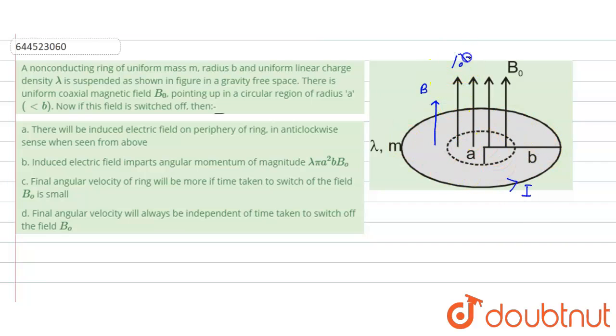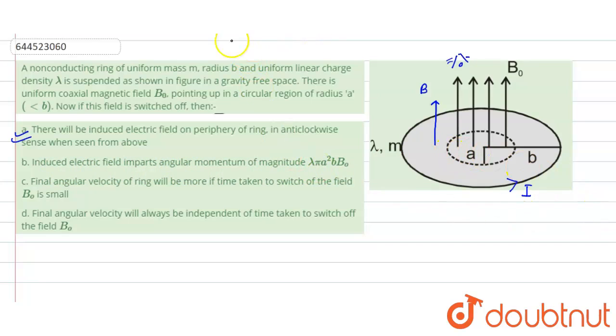If we see from above, what would this loop look like? It would look counterclockwise, or anti-clockwise. So there would be an induced electric field on the periphery of the ring in the anti-clockwise sense as seen from above. A is the correct option. Now, the induced electric field imparts angular momentum of magnitude this. So we can check this.